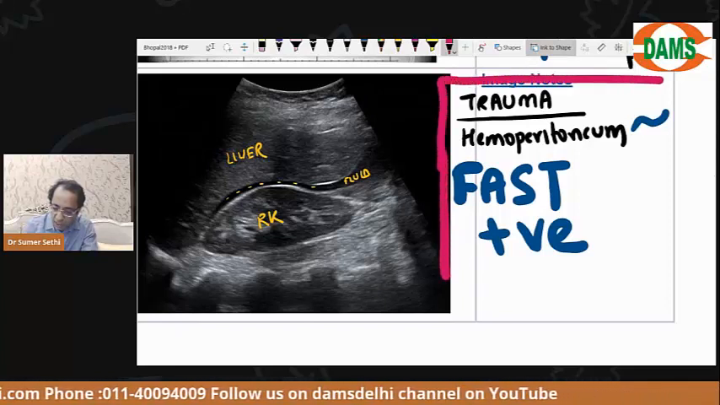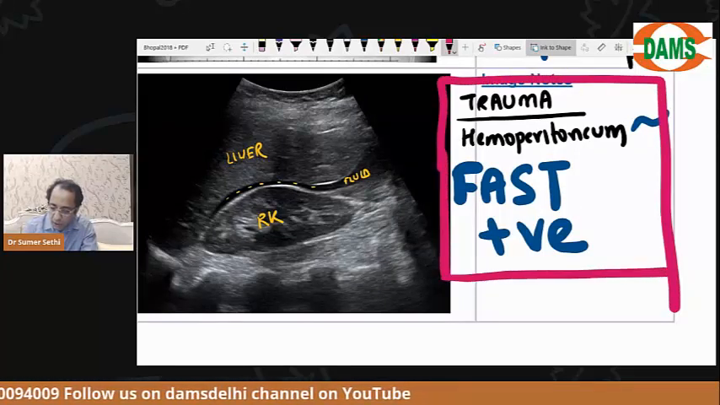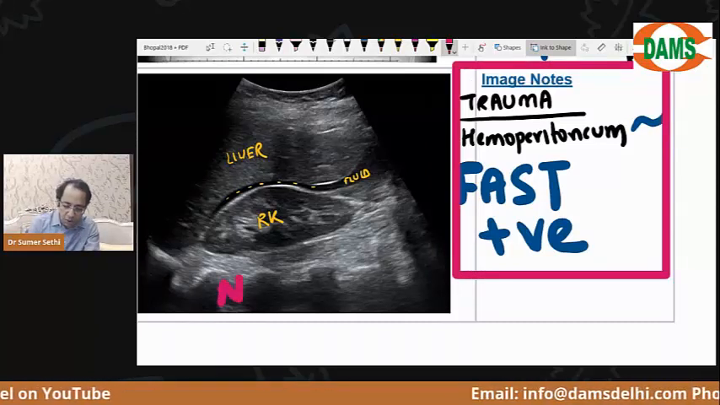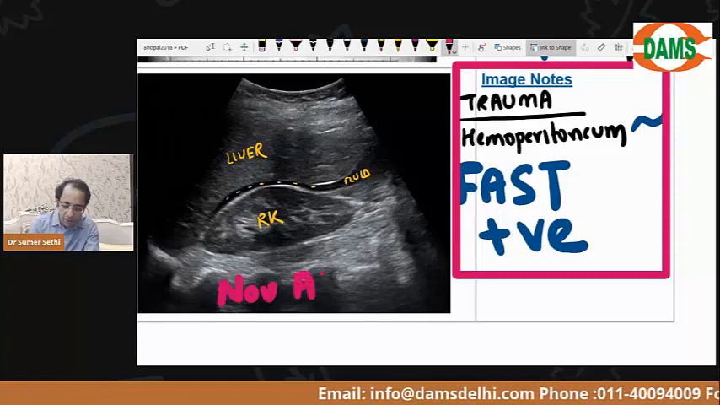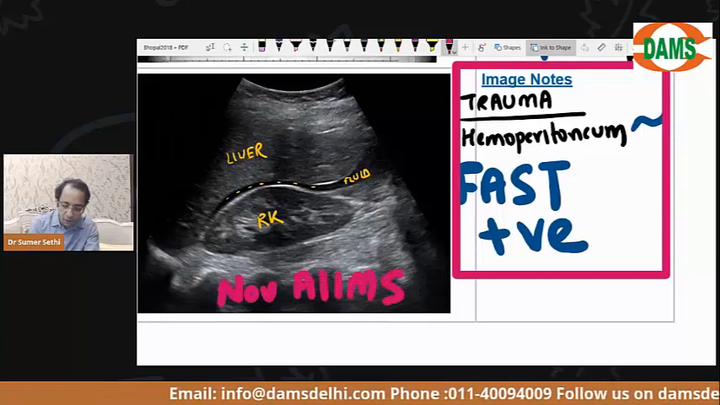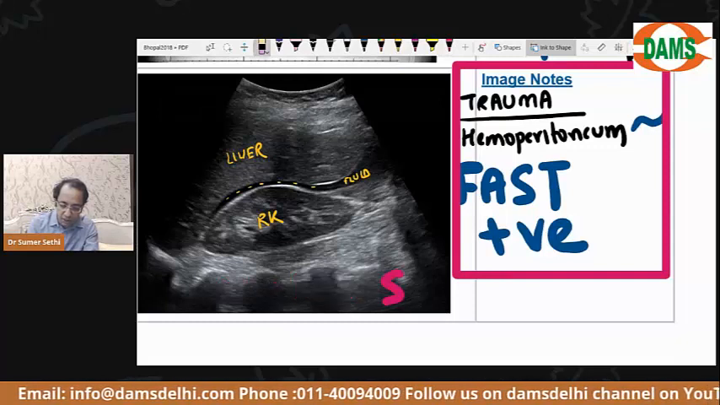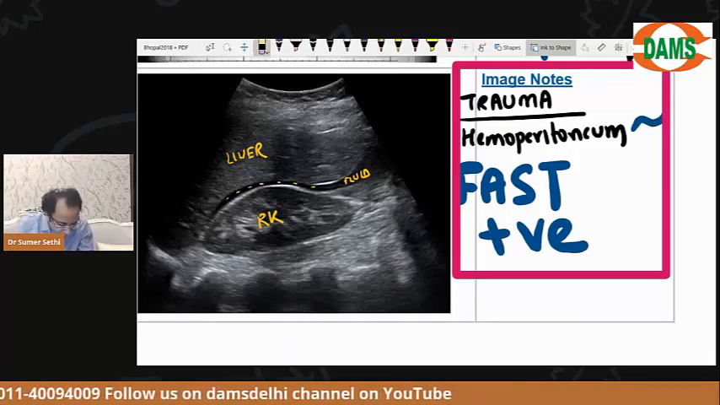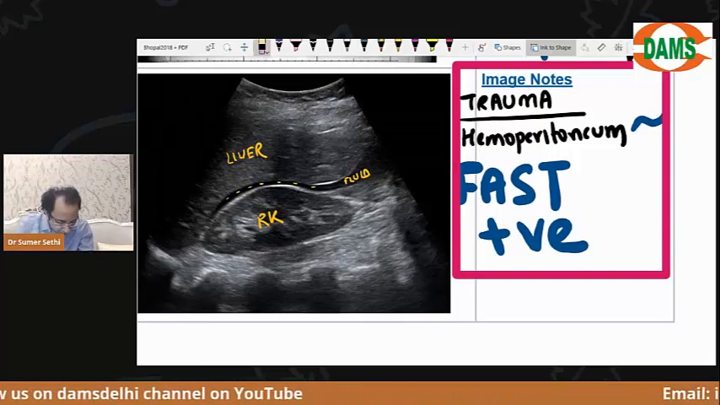So what do we mean by FAST positive? It means presence of hemoperitoneum. And this is the image that was there in the November AIIMS exam. They said look at this FAST image and tell us what it is. The answer was FAST positive. We're looking at FAST positive.